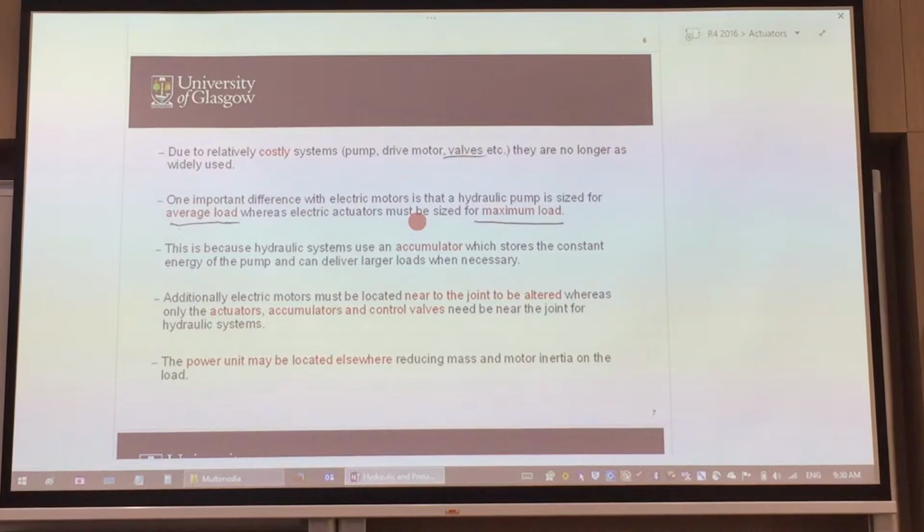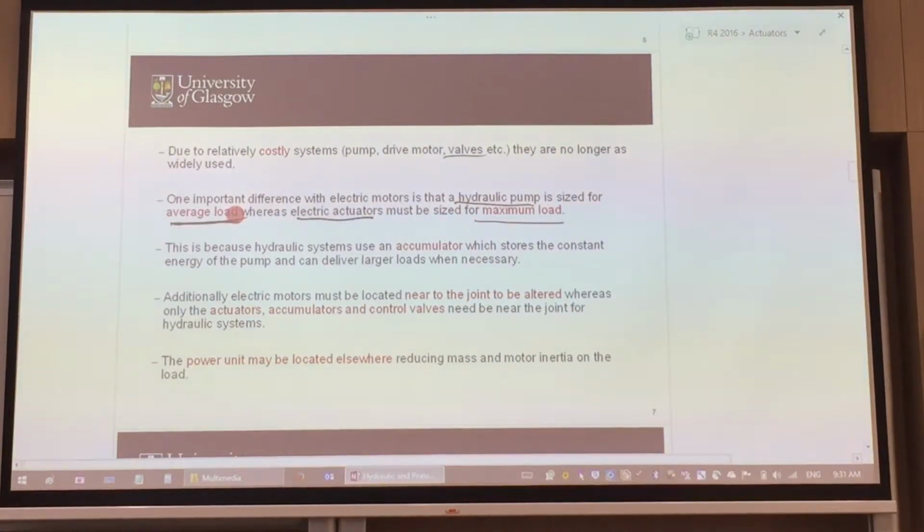And why? Why do you think so? Why do you think that electric actuators, maybe some of you have been using already, you actually size to your maximum load? Why is it that a hydraulic pump, you're going to size it to the average load? Why isn't it sized to the maximum load? That one is interesting because you could probably know how much that load is and then design your hydraulic system to be near to that as well.